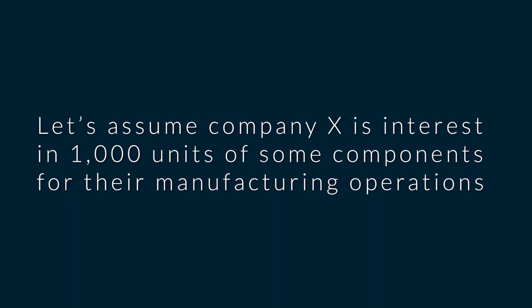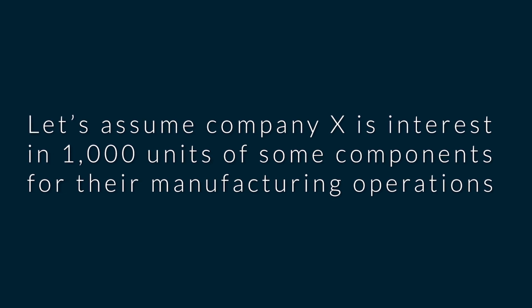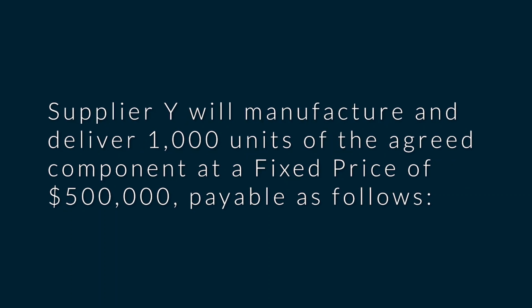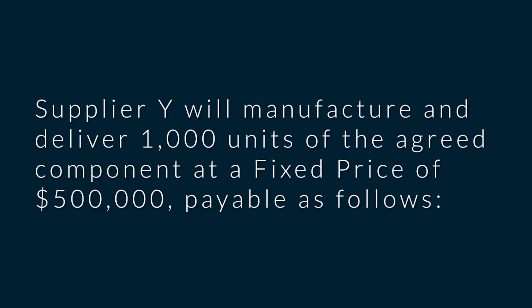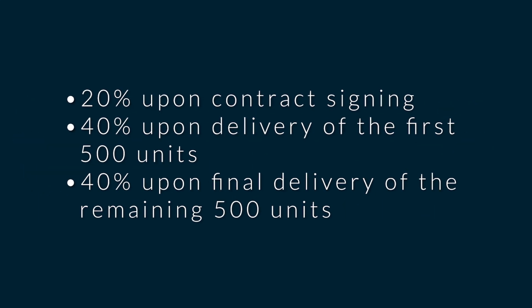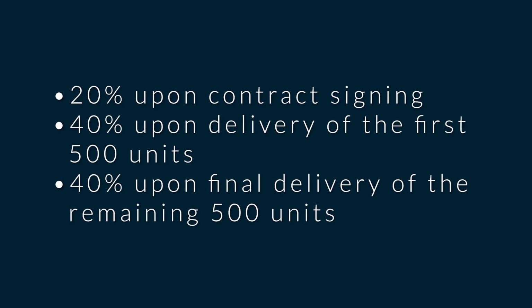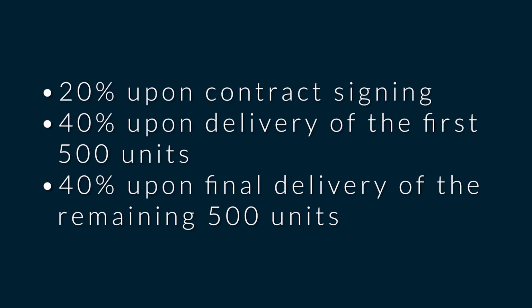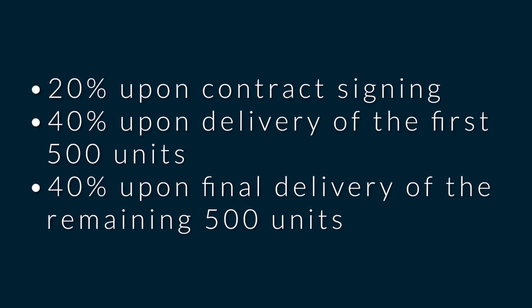So let's look at that from a practical angle. Now let's assume company X is interested in 1,000 units of some component for their manufacturing operation. And in this case, they approach a supplier, okay? And they agree that this entire thing is going to cost $500,000. And what does that mean? So supplier Y will manufacture and deliver 1,000 units of the agreed component at a fixed price of $500,000, payable as follows. So this is what they can have in their contract. 20% upon contract signing, 40% upon delivery of the first 500 units, and 40% upon delivery of the remaining units, in this case the 500. Now, of course, there are risks and benefits associated with that sort of pricing arrangement, where you just say, this is it, this is how much you're charging, this is what you've agreed to, and nothing is going to change.